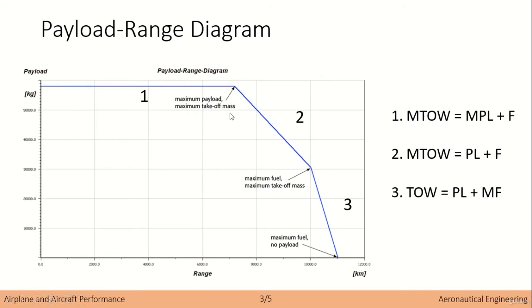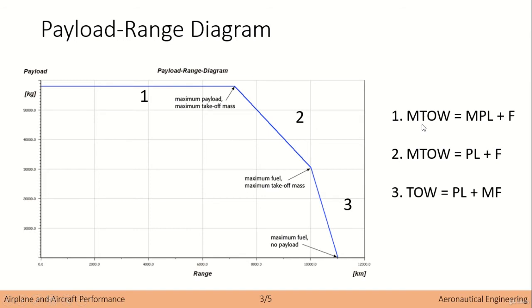So let me explain this in another way. Maximum takeoff weight is constant, and as you can see, when we increase the range, we increase the amount of fuel that we need. So there will be a point when the fuel is enough that, summed to the maximum payload, is equal to the maximum takeoff mass. So okay, this is what we have here, right?